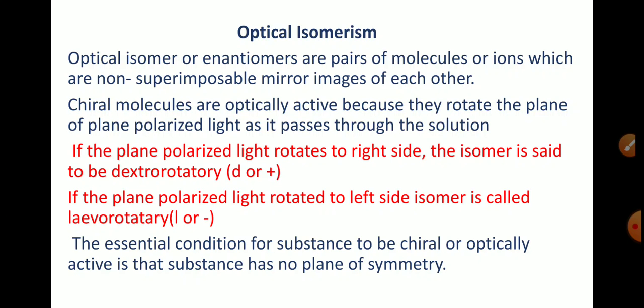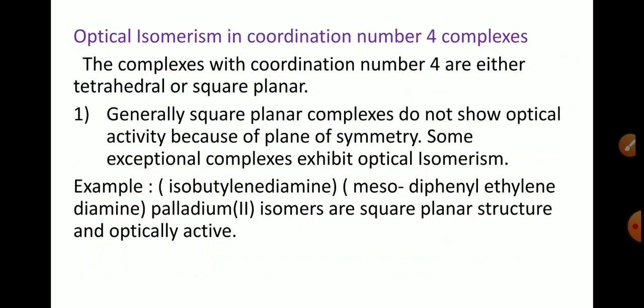Depending on that, there are two isomers. When the plane polarized light rotates to the right side, it is called dextrorotatory, represented by D or plus. If the plane polarized light is rotated to the left side, it is called levorotatory, represented by L or minus. The essential condition for a substance to be optically active is that it should not have a plane of symmetry.